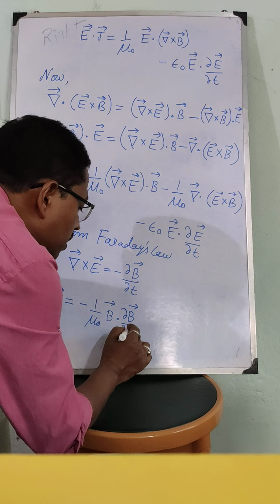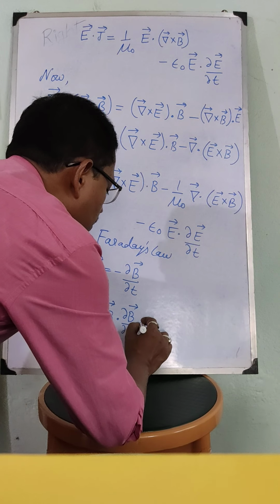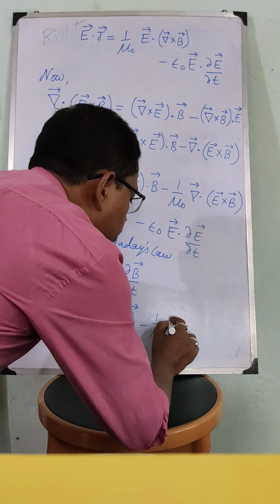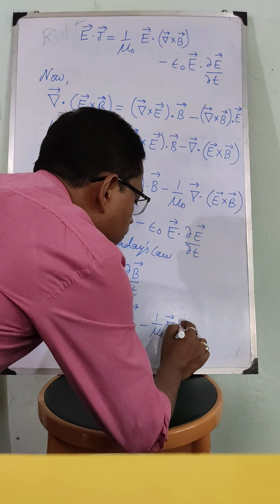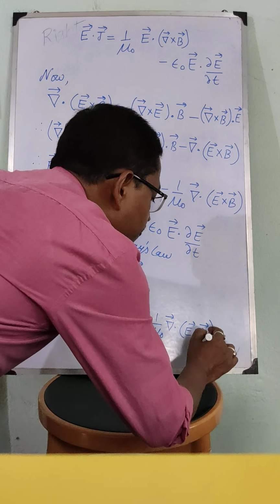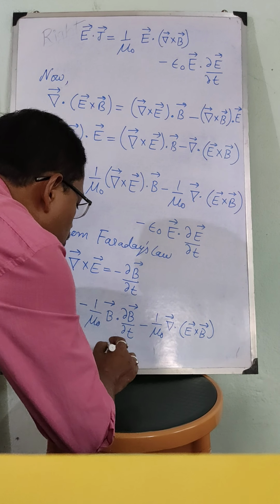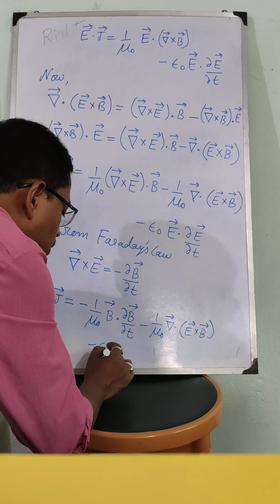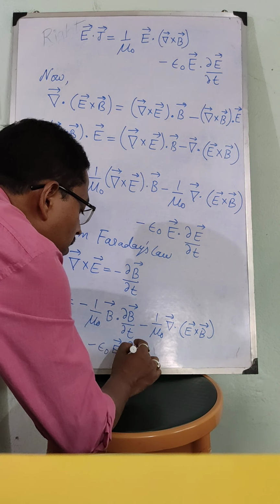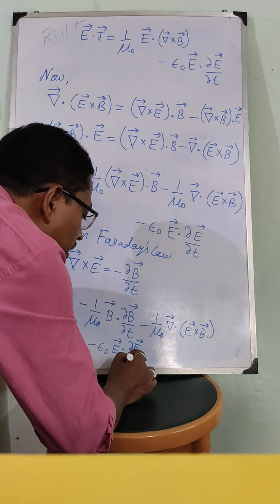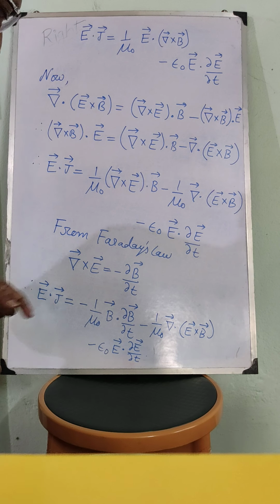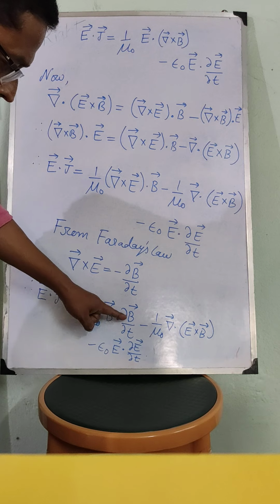B dot del B del T minus 1 by mu 0 del dot E cross B minus this term, so minus epsilon 0 E dot del E del T. Okay, so this is our expression of E dot J. Okay, now we will see this term and this term.